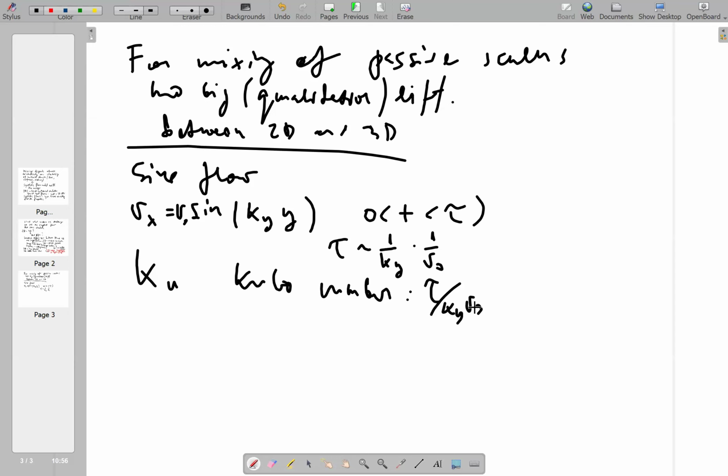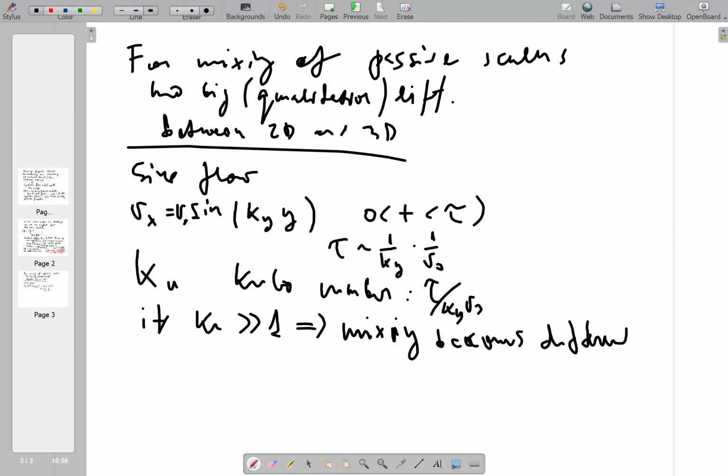So if the Kubo number is much larger than 1, then mixing becomes different. And if the Kubo number is much smaller than 1, or on the order of 1, well, normal mixing.